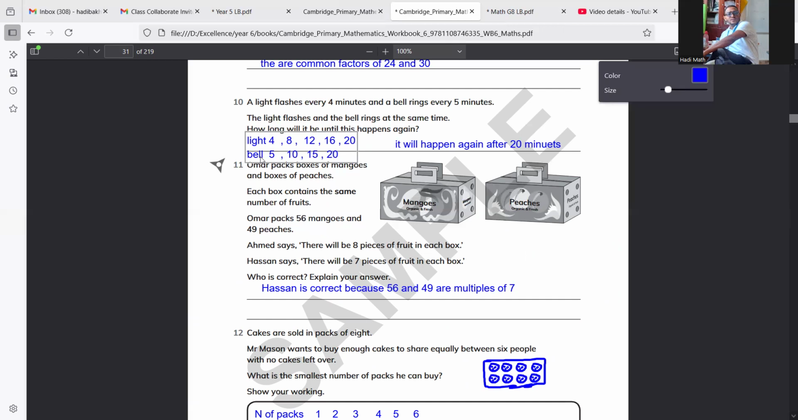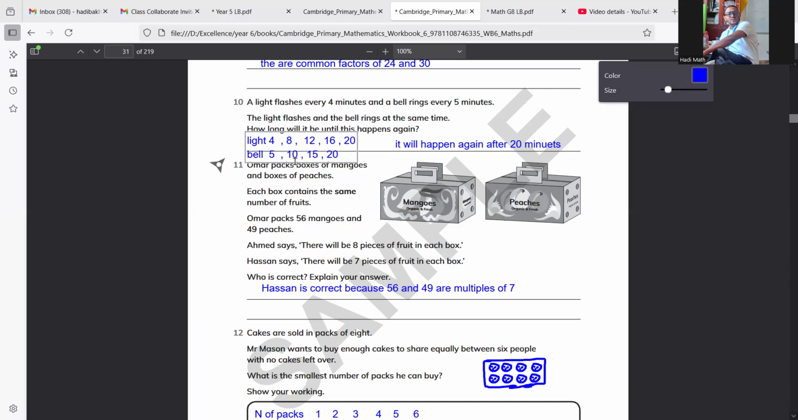Then look at the bell. The bell will ring at 5 minutes, then at 10 minutes, then at 15 minutes, then at 20 minutes. If you look at the 20 minutes, both of them happen then. At 20 minutes, the light will flash and the bell will ring. So it will happen again after 20 minutes at the same time.